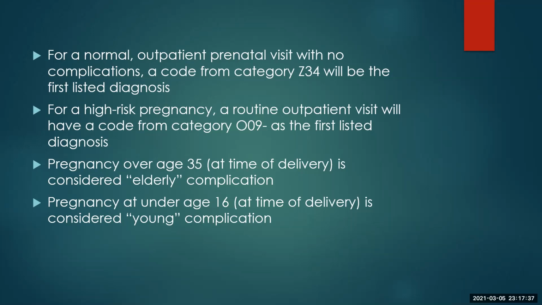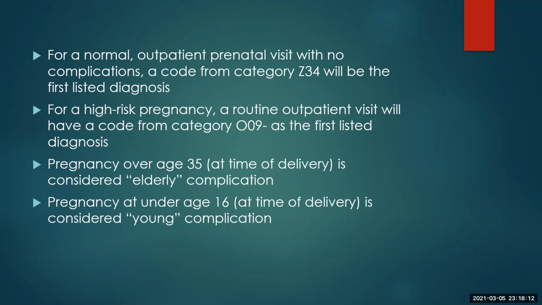If there's a high-risk pregnancy, that doesn't necessarily mean there's something terrible going on. It could be high risk due to age or history of cancer or being type 1 diabetic or something like that. And they still have a perfectly healthy pregnancy, and are just going for their routine visit. They will have the first listed diagnosis as O09, and then there's going to be additional characters to specify the trimester, but that would be the first listed diagnosis.